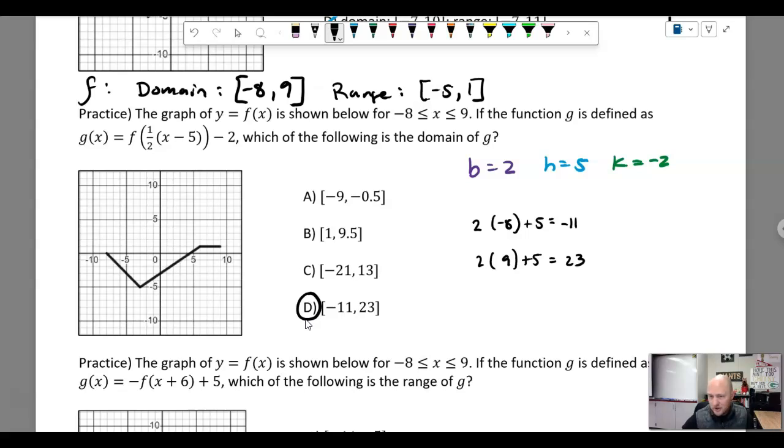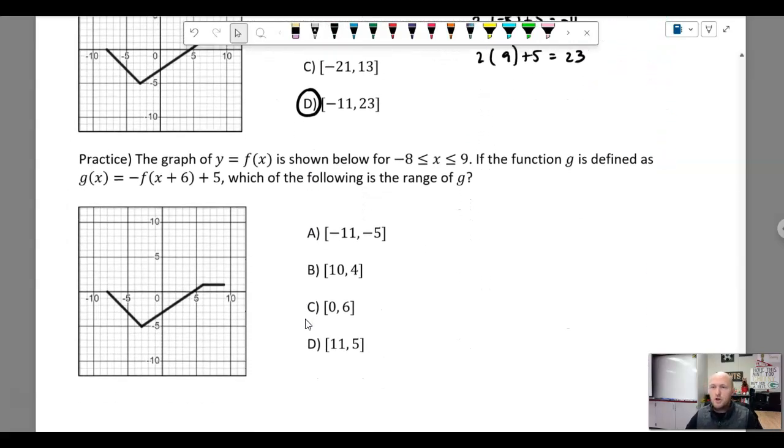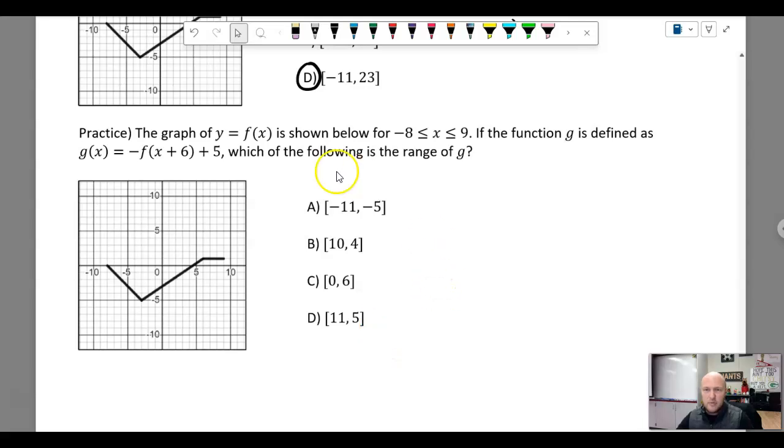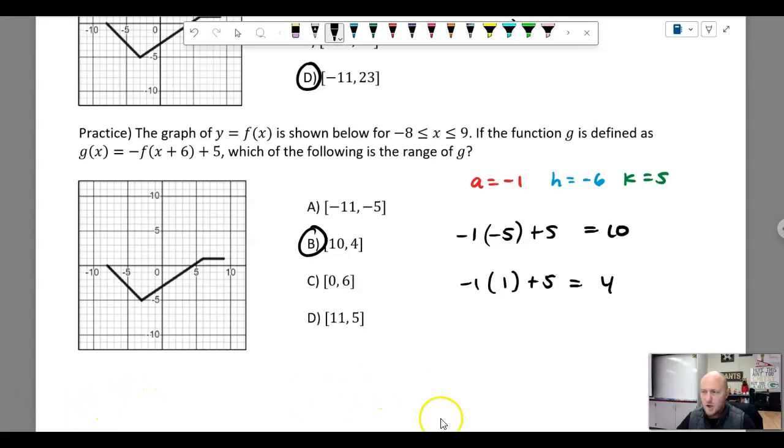Hopefully you did. Okay, again, same graph here. They want to know what is the range of g based upon this defined function of g. Pause me. Try this one, and then we'll check your answer. Okay, on this one, you have an a value that's negative 1, h value is negative 6, k value is 5. Only the a and the k matter. The h does not matter for range. Your range was negative 5 to 1. So negative 5 to 1, if we multiply by negative 1, we get a reflection, and then we'll add 5, we get 10 and 4. I really wish this answer would be 4 to 10. But anyway, answer is B, okay?